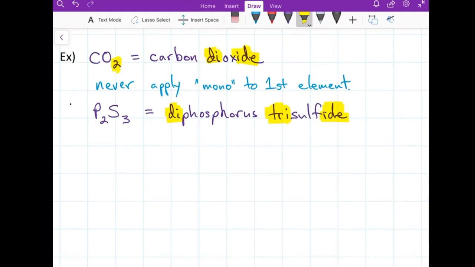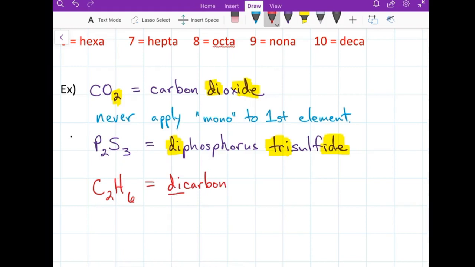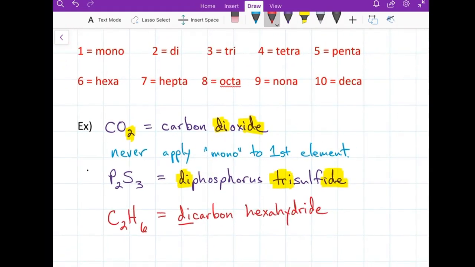Okay, so let's try another one. Let's go with C2H6. That one should be dicarbon. Notice I'm not changing the ending of the first element. I'm just adding the prefix because there are 2 of them. Hexahydride. And you are responsible for knowing or memorizing those first 10, although I think a lot of you already know a lot of them, like octa means 8, mono means 1, etc. Tri means 3. So dicarbon hexahydride.